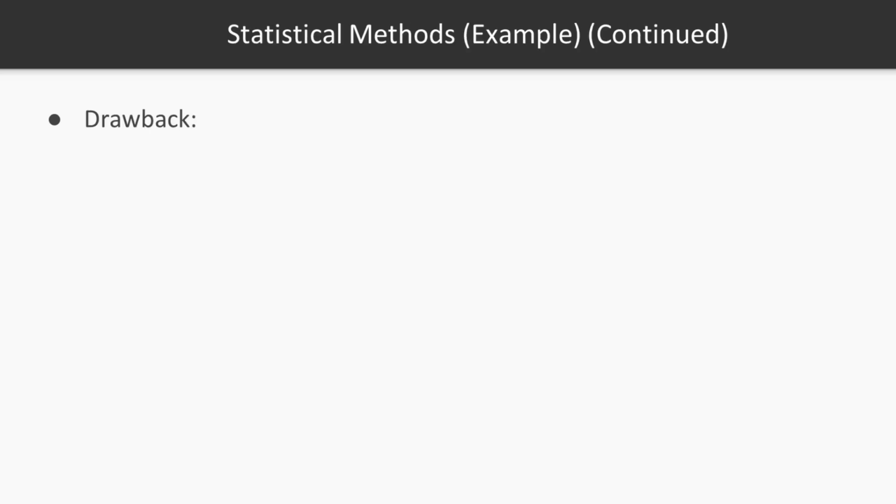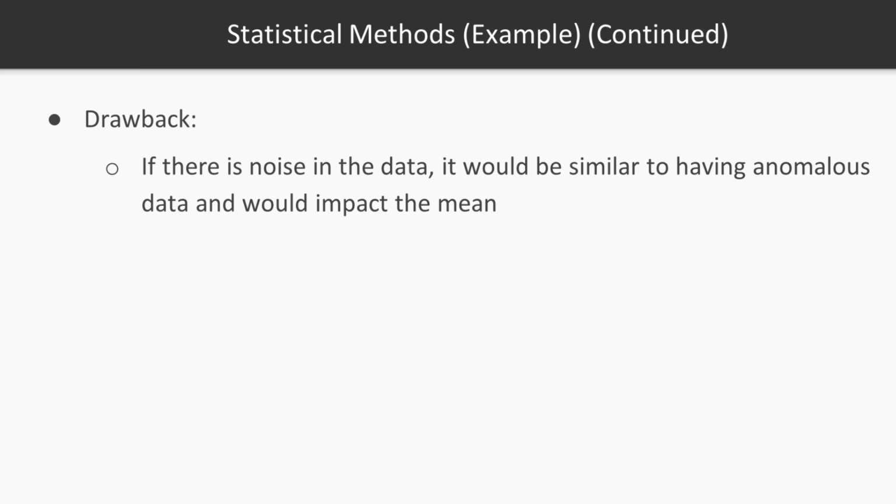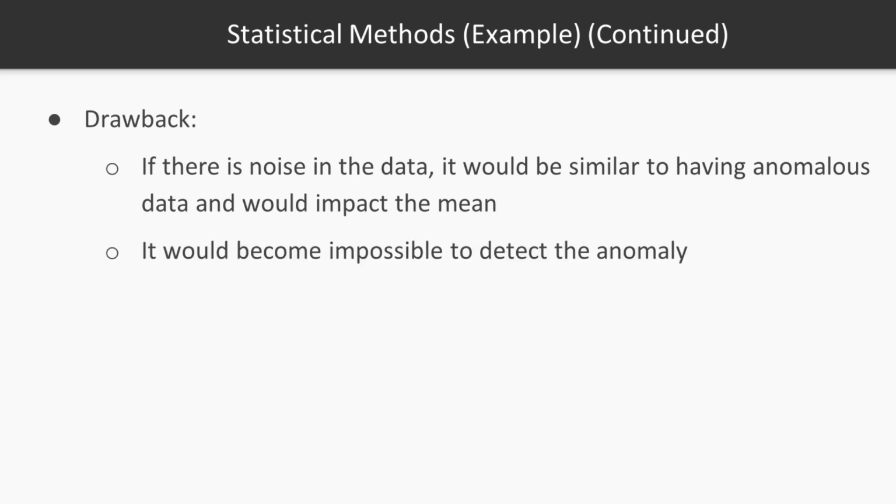The drawback is that if there is noise in the data, that noise would be similar to the anomalous data, and that similarity would impact the mean or the moving average. Thus, it would be impossible to detect the anomaly in this situation. Since we have noise in the data, which is similar to the anomalous data, this anomalous data can also be considered as a part of the noise, and it might be impossible to detect it.